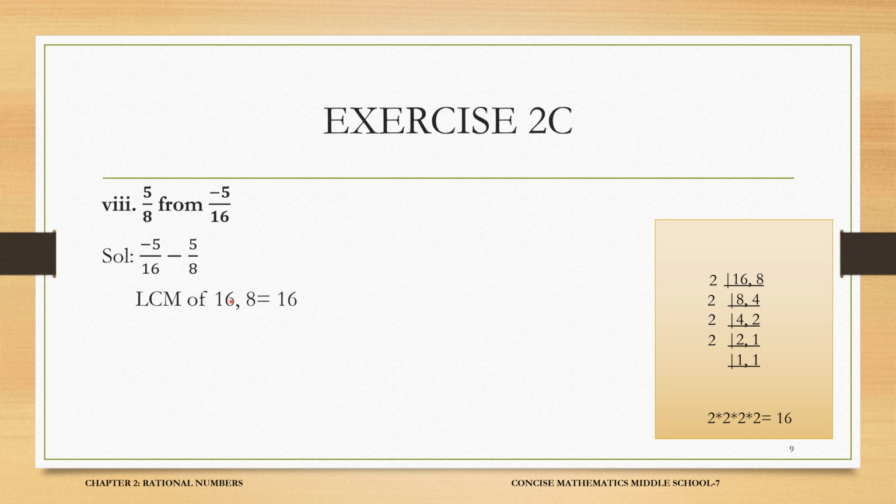Now our next step is to make the denominators equal. First take the first rational number. Since it is already 16, you don't need to multiply with anything. If you multiply just with 1, that's sufficient. 16 ones are 16, plus into minus minus, 5 ones are 5. Now take the second rational number, 5 by 8, and 8 should be multiplied with 2. 8 twos are 16, 5 twos are 10. So 10 by 16.